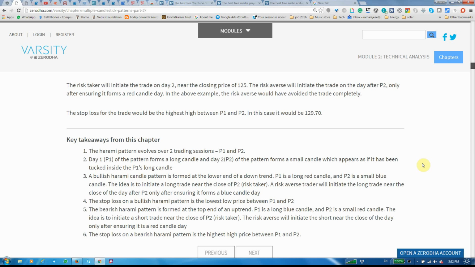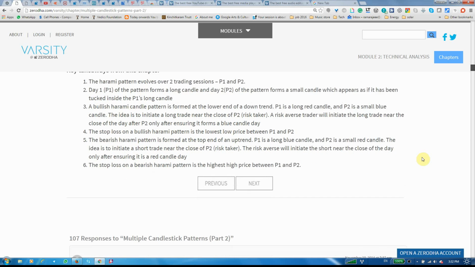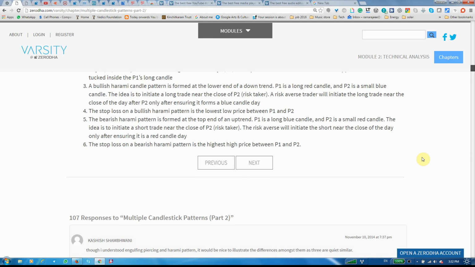The idea is to initiate a long trade near the close of P2, risk taker. A risk-averse trader will initiate the long trade near the close of the day after P2 only after ensuring it forms a blue candle day. The stop loss on a bullish Harami pattern is the lowest low price between P1 and P2.